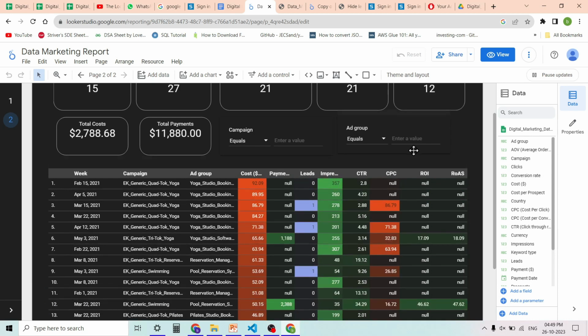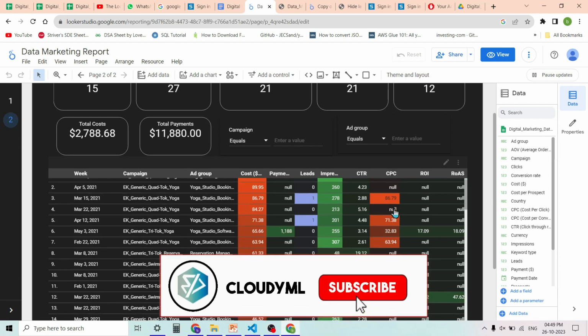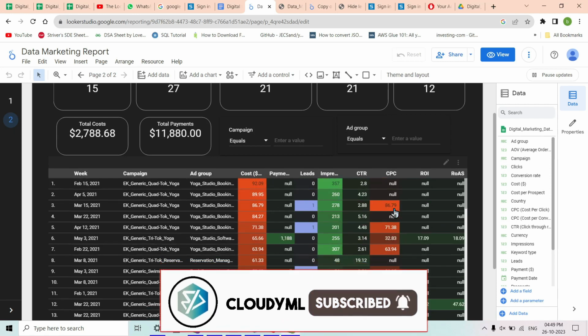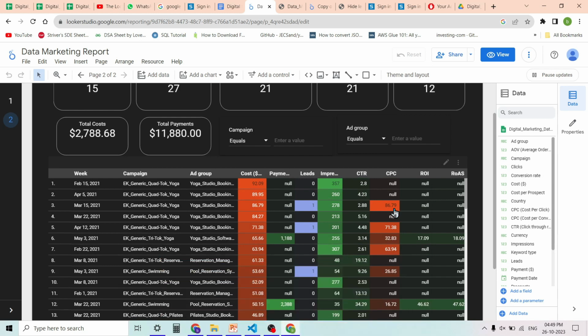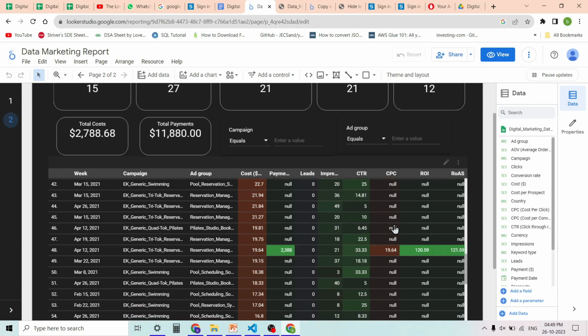The cost per conversion, the amount that we are bearing to convert a user to a customer, is shown by the cost per conversion. The more cost we are bearing, the more negative it is for us. So you can see that the more red the value, the more negative it is for us. So this is the cost per conversion.